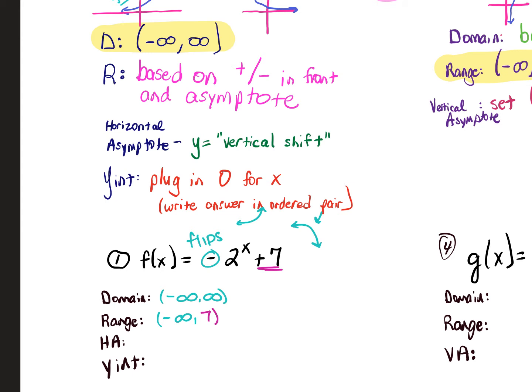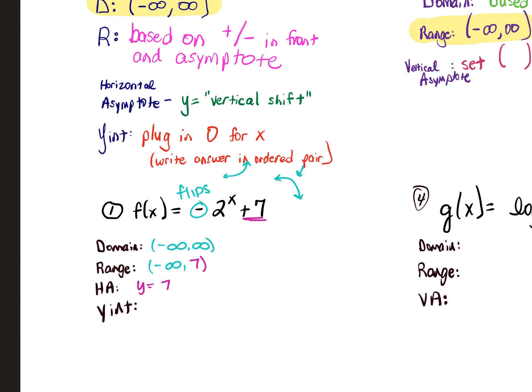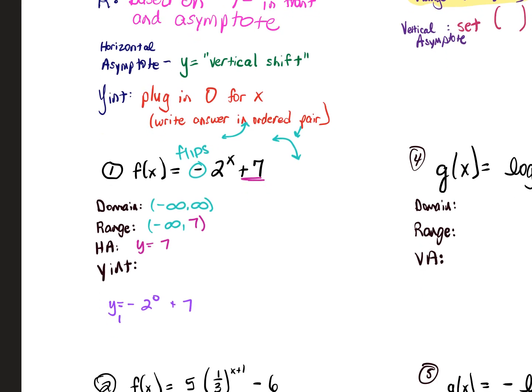Your horizontal asymptote is y is equal to your vertical shift. What was the number that we put into your range? The 7, so that's just y is equal to 7. And lastly, to find your y-intercept with these, easy. Take the expression that's given to you, change the f of x to be y is equal to, then plug in 0 for x, and solve. So that's going to be the opposite of 2 to the power of 0 plus 7. The 2 to the power of 0 is 1, so that's y is equal to negative 1 plus 7, which is 6. So the ordered pair, that is your y-intercept, is 0, 6.